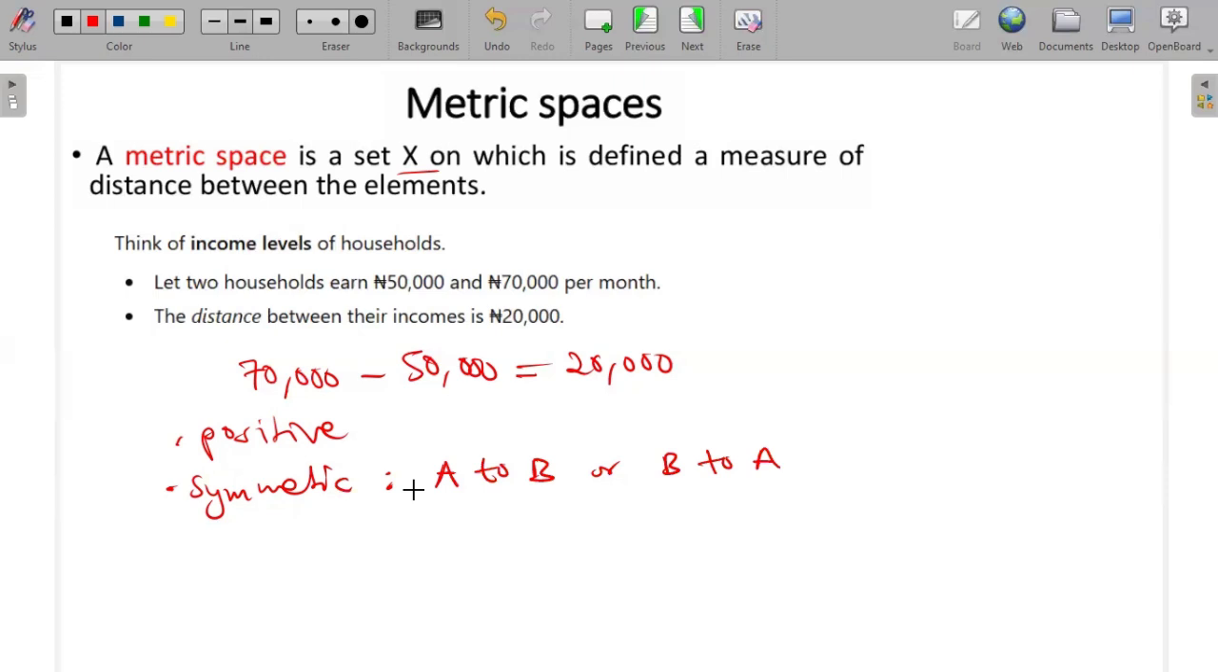Now, why is this important when it comes to economics? It is a measure of how close the values are to each other. This metric space shows us how close these values are to each other, or how far apart they are.